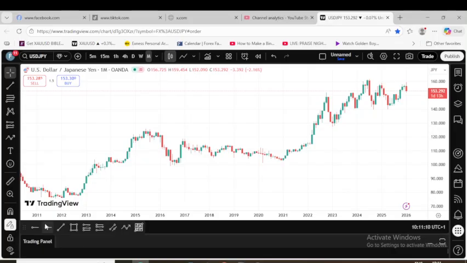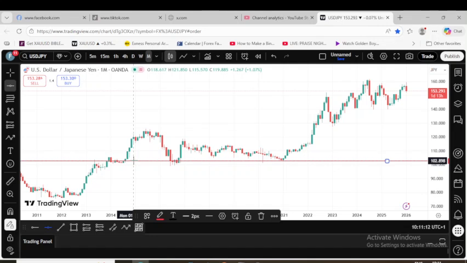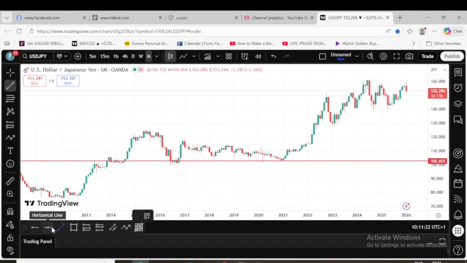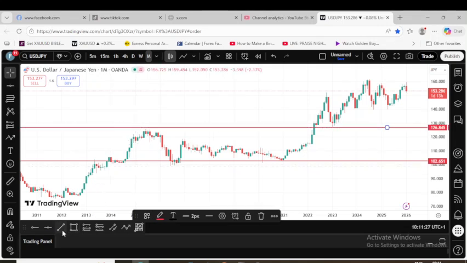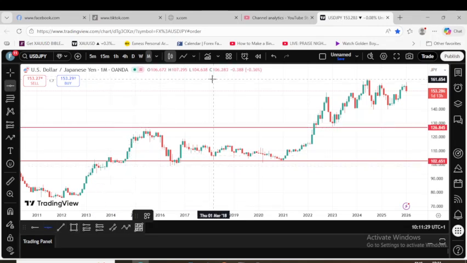Good morning, everyone. Today we're going to be doing a top to bottom analysis on USDJPY, starting from the 1 month time frame. So the first thing we're going to do is to identify our zones, which are essentially horizontal support and resistance levels.